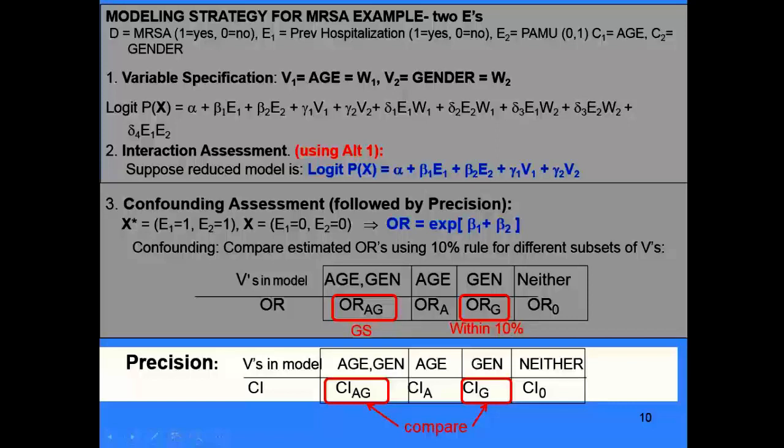Okay, then suppose that's what happened. Well, that means I've now narrowed the problem down. I've controlled for confounding. I've decided the two models after I control for confounding. And now I'm going to try to decide between a model that has age and gender in there as the two V's, or just gender in there, and I'm going to decide based on precision. So I'm going to get the odds ratio for this model, the confidence interval for this model, and the confidence interval for this model, and I'm going to compare them, just like I did when I did only a single E.